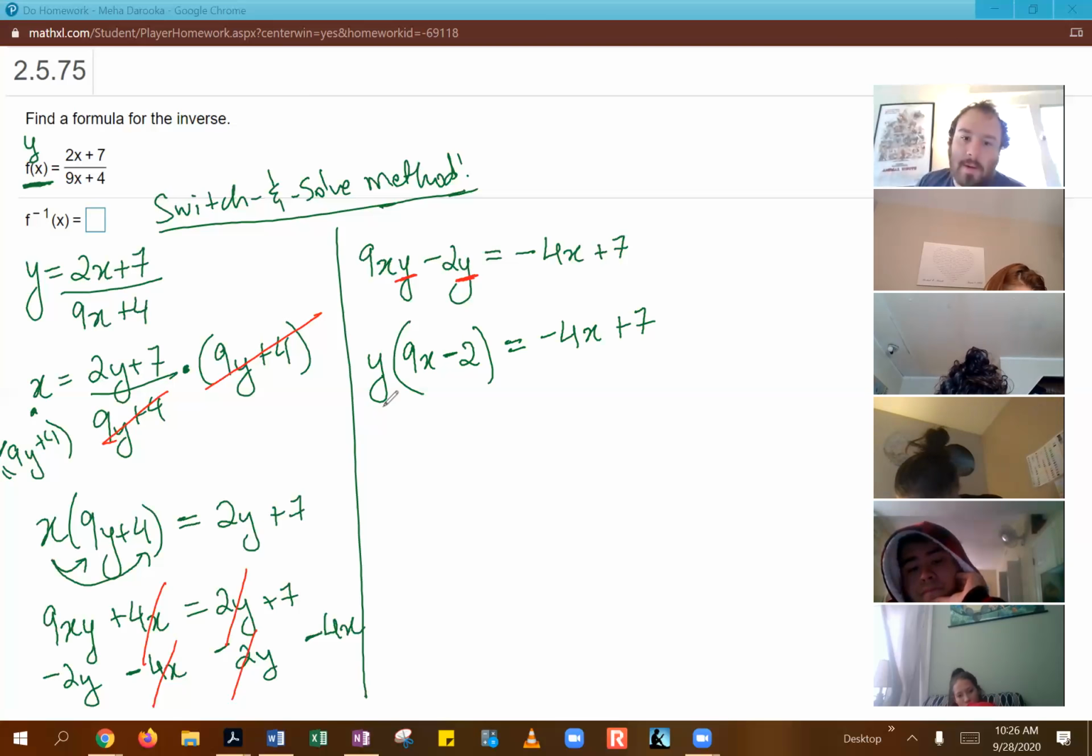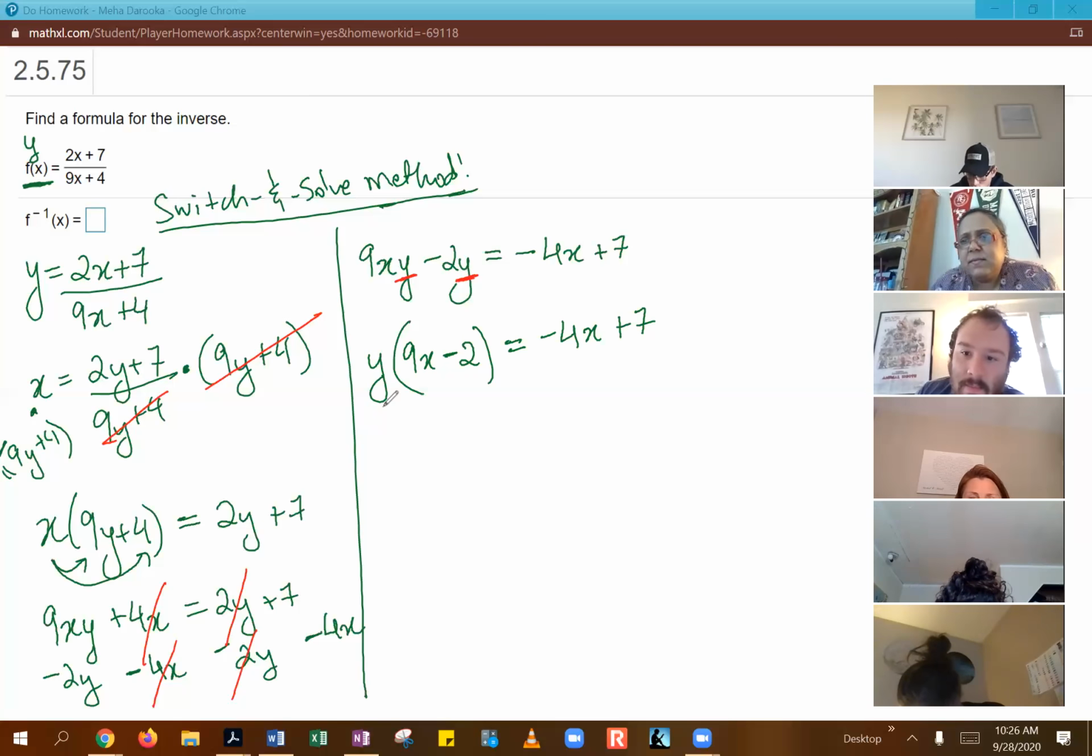How do we get that y by itself? You'll subtract 9x from both sides. Nope. Oh, would we divide both sides by 9x minus 2? Yeah, because we're multiplying, right, Brandy?